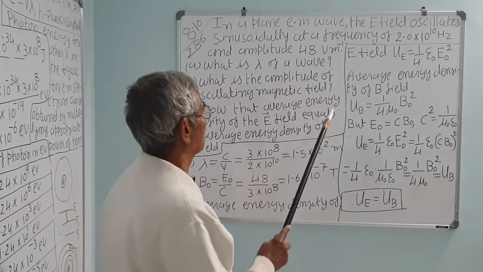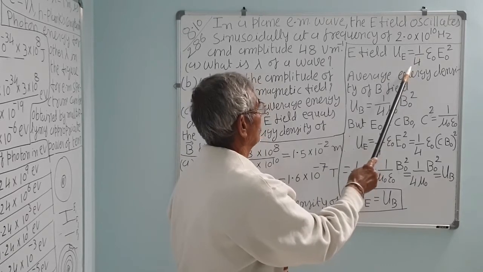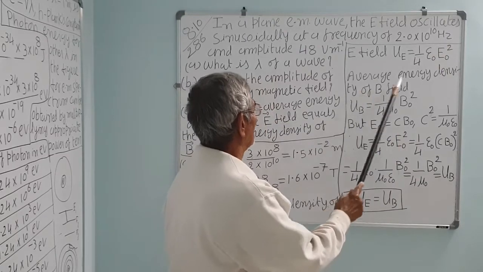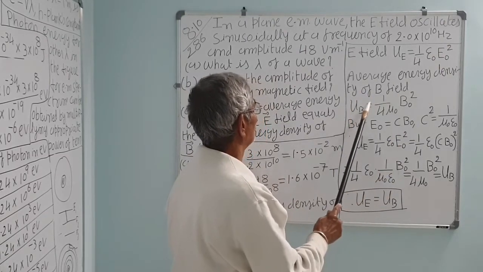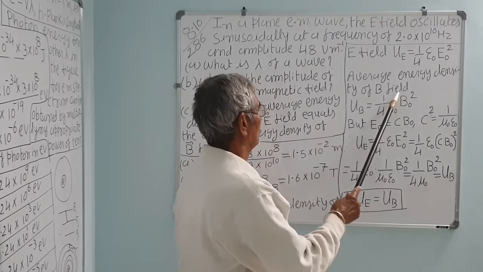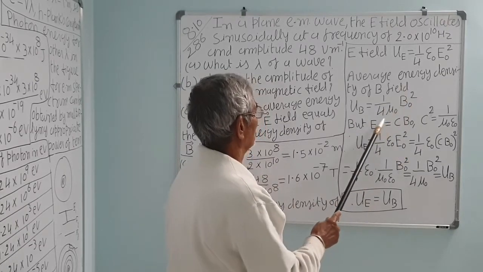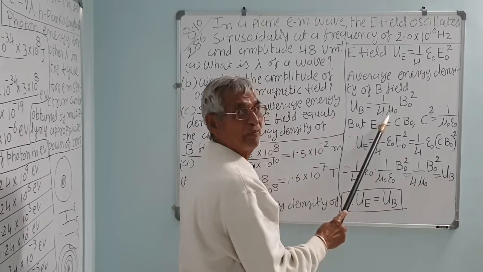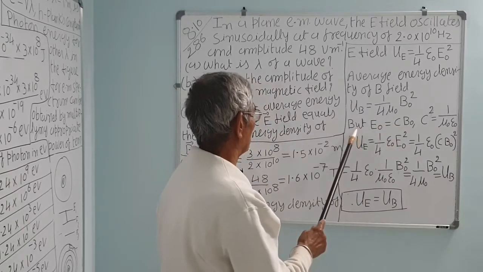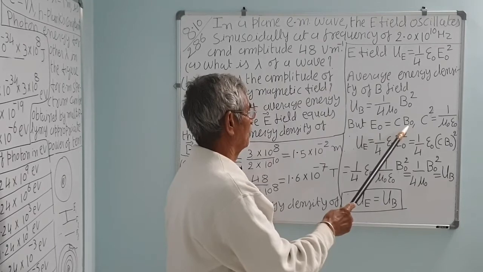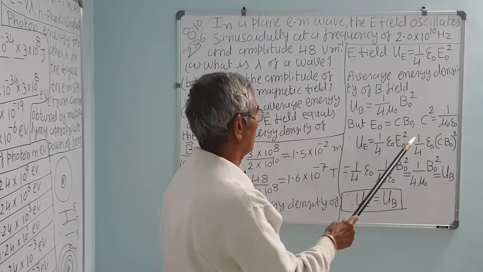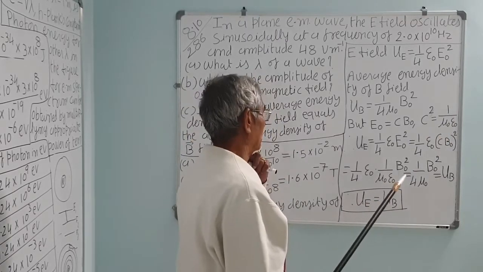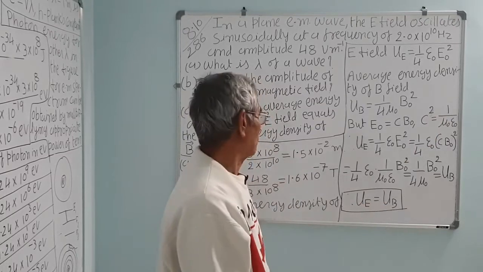Now average energy density. The average energy density of the E field is given by UE equal to 1/4 epsilon 0 E0 square. The average energy density of the B field is UB equal to 1 upon 4 mu 0 B0 square. Correct? Epsilon 0 is the permittivity of free space and mu 0 is the permeability of free space. But we know that E0 is equal to C B0, and C square is equal to 1 upon mu 0 epsilon 0, or C is equal to 1 upon under root mu 0 epsilon 0.